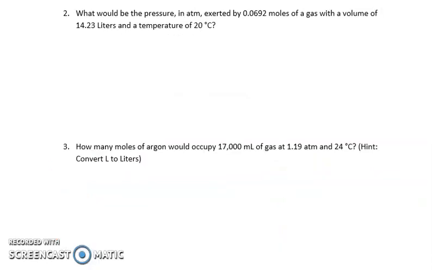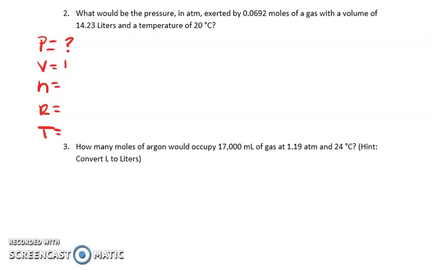Number 2 says, what would be the pressure in atmospheres exerted by 0.0692 moles of a gas with a volume of 14.23 liters and a temperature of 20 degrees Celsius? So I am going to start by listing out all of my variables. So I'm going to start off with P, V, n, R, and T. So I'm asked what would be the pressure in atmospheres. So I'm going to put a question mark for that.